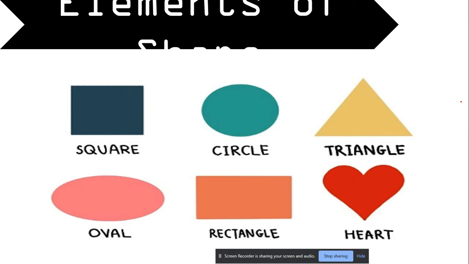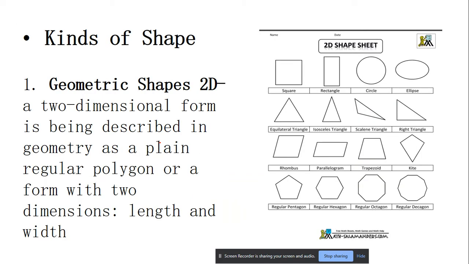Okay. Now let's have these elements. The elements of shapes. Basically we have these shapes. We have square, circle, triangle, oval, rectangle, and heart. Okay, now let's have these kinds of shape.